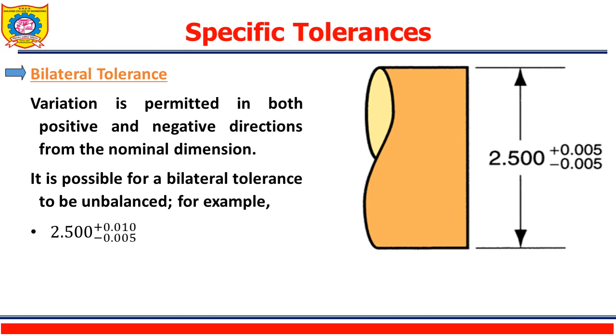See the example of bilateral tolerance. Again the example of a shaft, 2.5 mm is the size, and plus minus 0.005 mm variation is permitted on both sides. This can be balanced, means plus minus the same on both sides, or it can be unbalanced, like 2.500 plus 0.010 minus 0.005 as shown in the given example. So this is the case of bilateral tolerances.